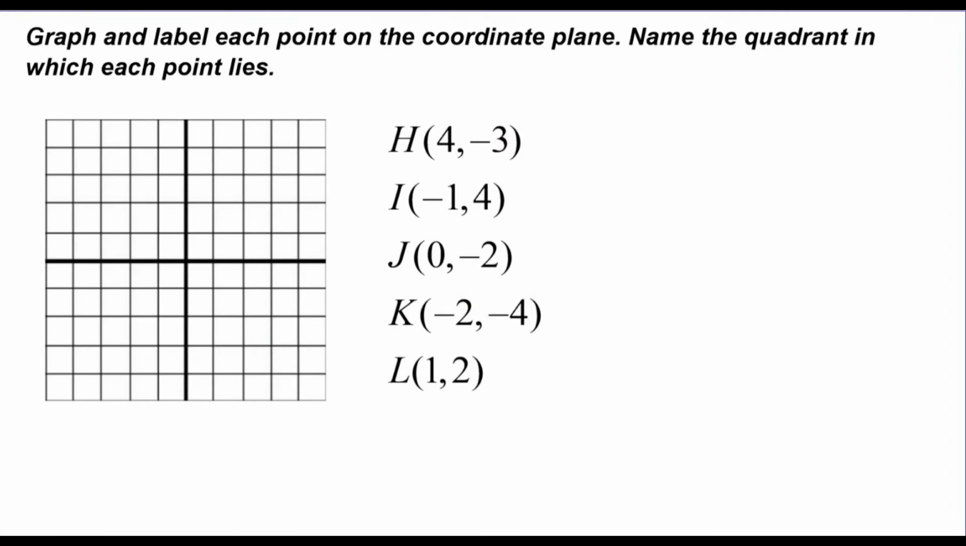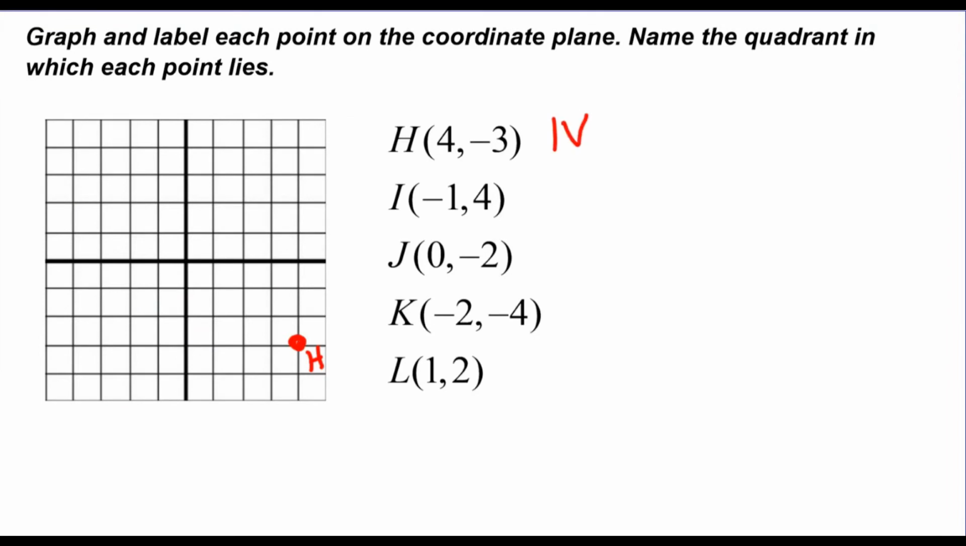And then here we're going to do the reverse. We're given the coordinate, and we have to plot it or graph it and then identify what quadrant it lies in. So H is at 4, -3, so that's 4 to the right and 3 down. That's going to be right here. Here's H. And what quadrant is that? That is quadrant 4. Hopefully you said quadrant 4.